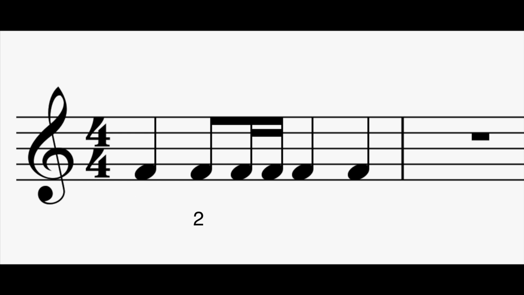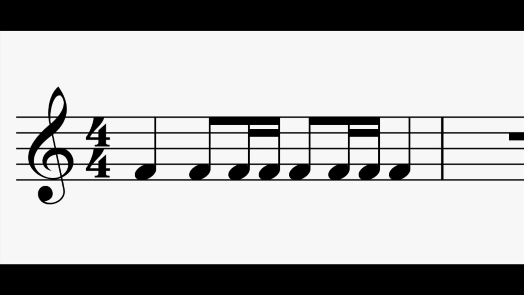So 1, 2, and 3, 4. That's what we've got there. 1, 2, and 3, 4. Let's try that again. We're going to subdivide notes on the 3rd beat.